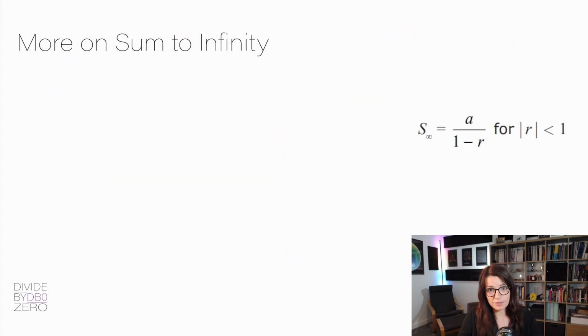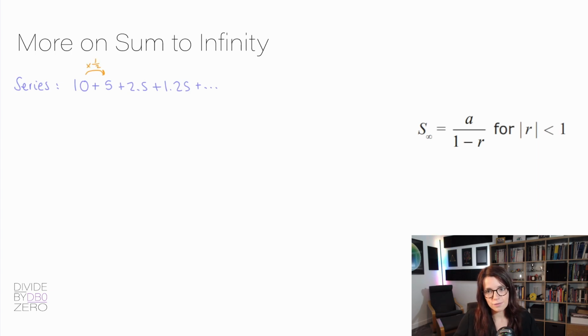Let's talk about the sum to infinity a little bit more. We're going to look at 2 series, one where the common ratio is less than 1 and another where it's greater than 1. Let's start with this series. So we're going to have 10 plus 5 plus 2.5 plus 1.25 and so on. In this case, the common ratio is times by half.